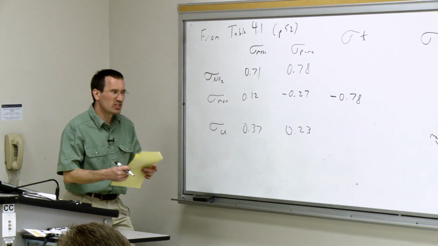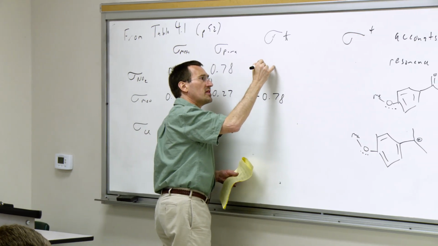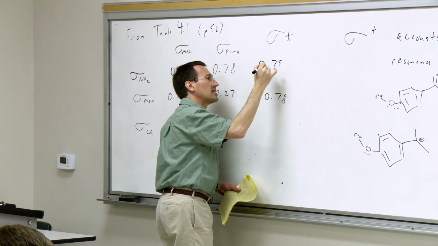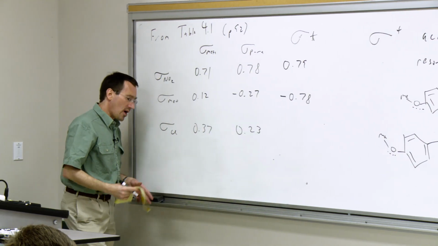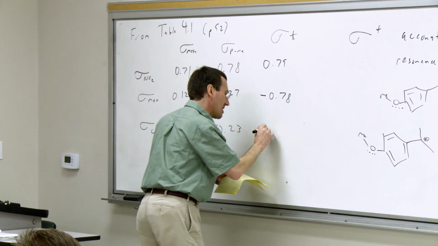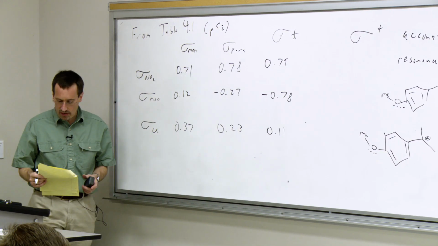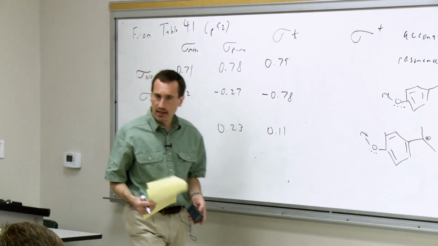Other perturbations are much smaller. You can almost forget about them. So for a nitro group, instead of 0.78, it's 0.79. For a chloro group, instead of 0.23, it's 0.11. But really, it's a methoxy group where you have this humongous effect.